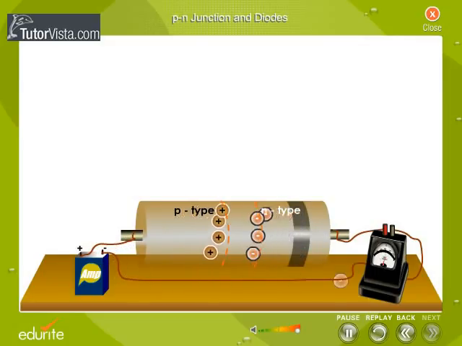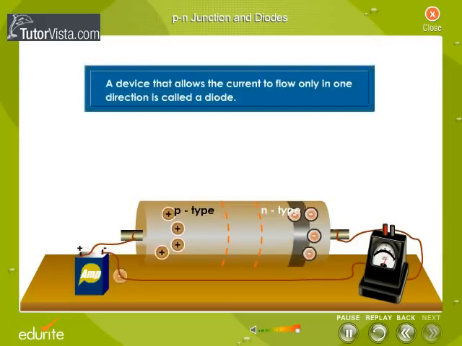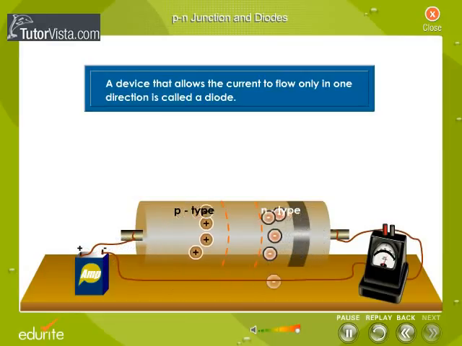Holes travel to the right and electrons to the left, constituting a current in the same direction. Thus, the P-N junction allows current carriers to flow through it if the junction is forward biased. A device that allows the current to flow only in one direction is called a diode. Thus, P-N junction can be described as a diode.